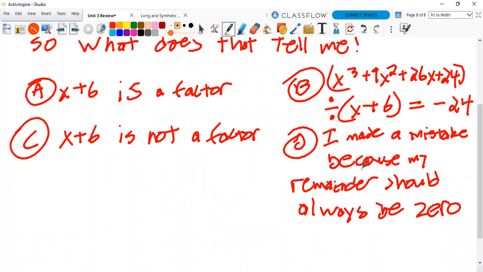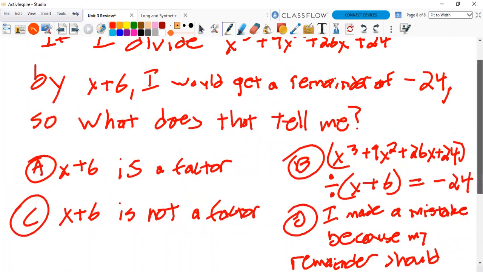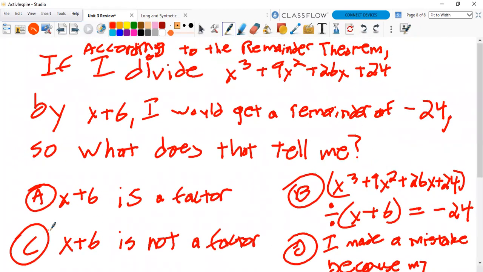Well, I know my remainder, even if we just use simple division, 13 divided by 5, 2 with the remainder of 3, 21 divided by 4, 5 with the remainder of 1. I'm not always going to get a remainder of 0. So I know that's not it. I know B is not it. If my remainder was 0, it would be a factor, but my remainder is negative 24. So that means x plus 6 is not a factor.